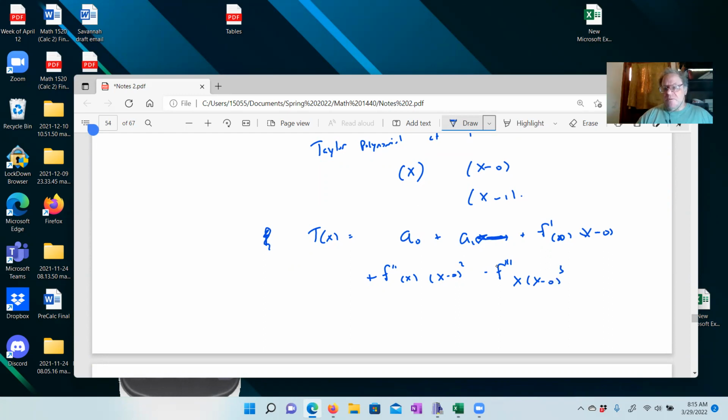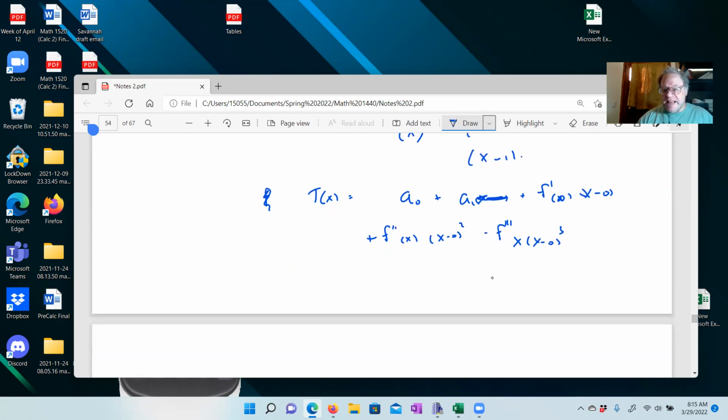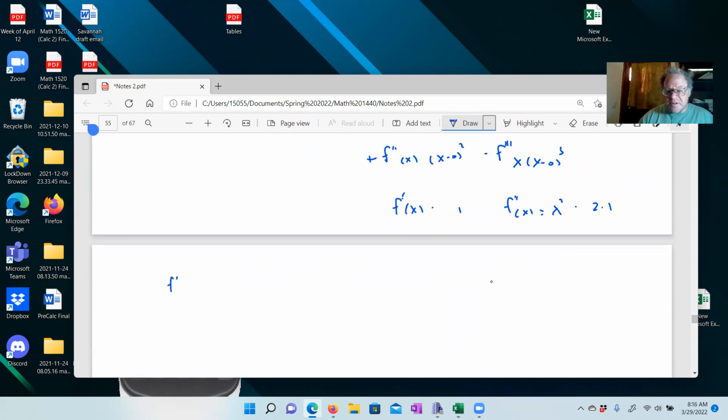We're taking derivatives of all these polynomials, and some things are going to start to stack up. If I take the first derivative of x, we just get 1. The second derivative of x squared is going to be 2 times 1. The third derivative of x cubed is going to be 3 times 2 times 1. So we're going to keep stacking up these coefficients, and we divide by those coefficients in order to keep everything matched up.